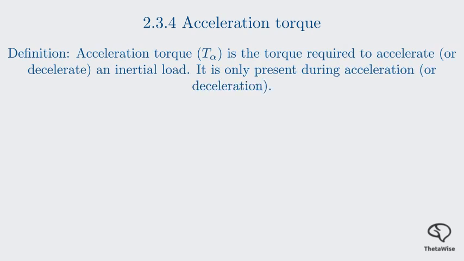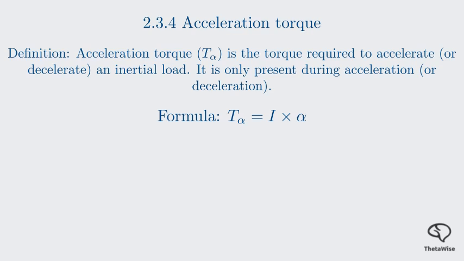It's the rotational equivalent of a linear force that causes an object to accelerate, like a car speeding up. The formula for acceleration torque, T alpha, is moment of inertia I times angular acceleration alpha. Let's break down this formula.